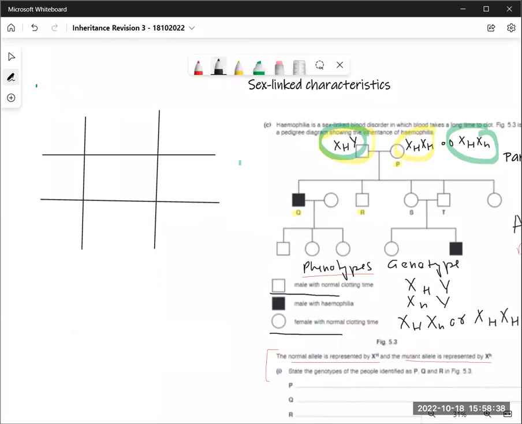Let's start with the first test cross. The male is always the same, so it's X H and Y. But the female could be two possibilities. Let's take the first possibility of the female first. So X capital H, X capital H.